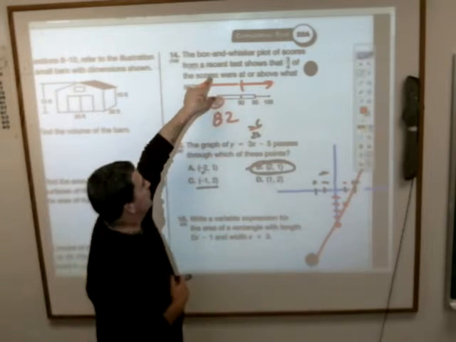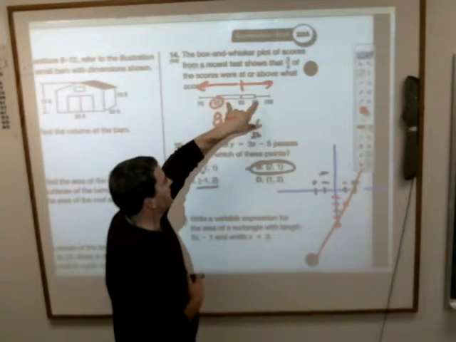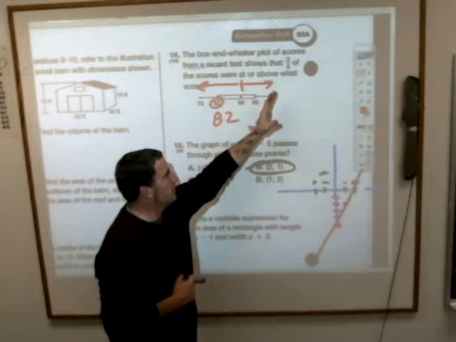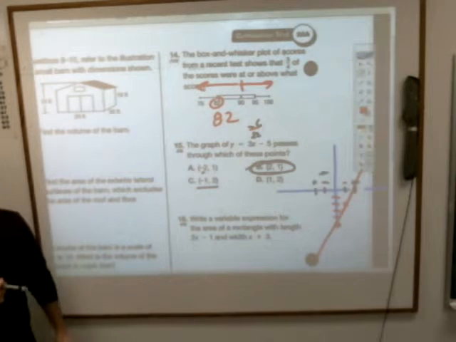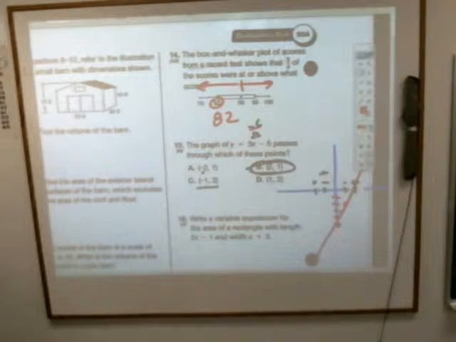But this said, which tests show that 3/4 of the scores, 3 of the 4 parts, had to be above that part there. That's what a box and whisker plot does. It divides the data into 4 equal quadrants based on the number of data there are. How many kids got this score, that score, whatever score.